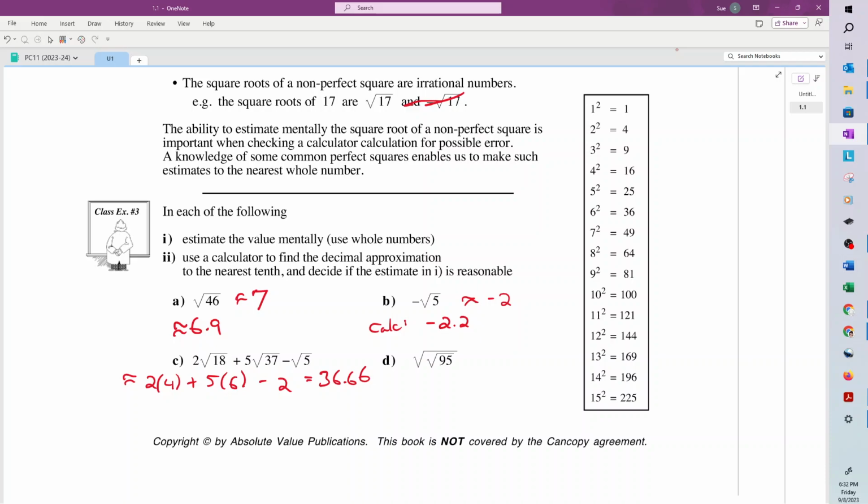I'm sorry, I'm just looking at my notes. Oh, I see what happened. If I add that up, I get 8 plus 30 minus 2, so that's 38 minus 2, so that's about 36. And then with the calculator, I get 36.66 or 36.7.